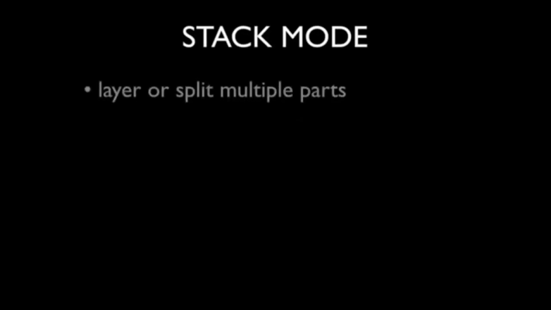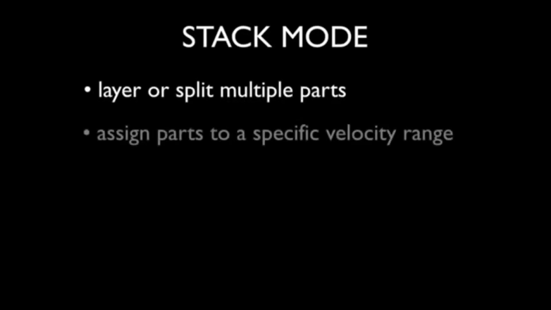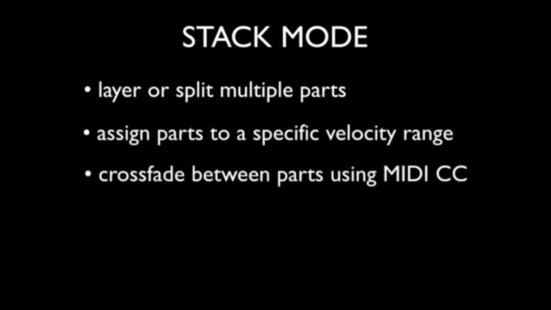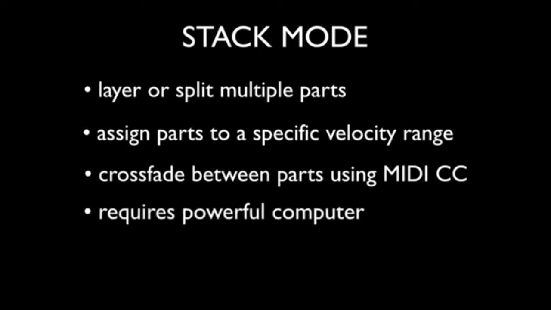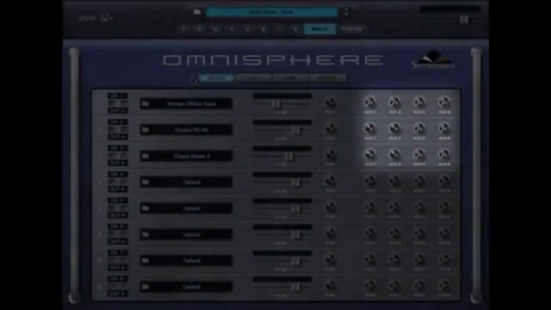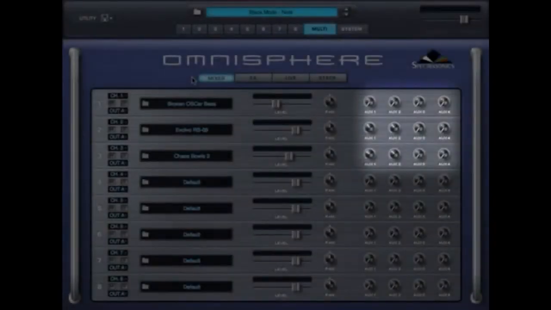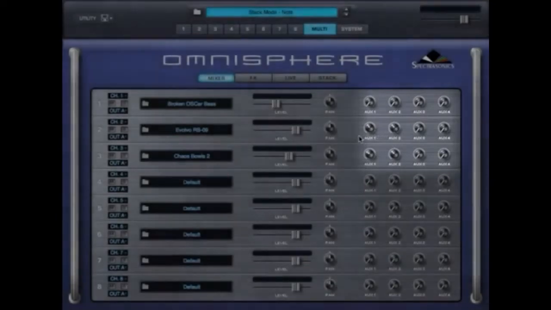Stack mode is a really powerful feature that allows you to layer or split multiple parts, assign each to a specific velocity range or crossfade through them using a MIDI CC, all while they respond to a single MIDI channel. Stack mode works with complete patches, so it takes a powerful computer to get the most out of it. That's why it's important to mute patch effects and share effects on aux racks to optimize performance when creating stack mode multis.